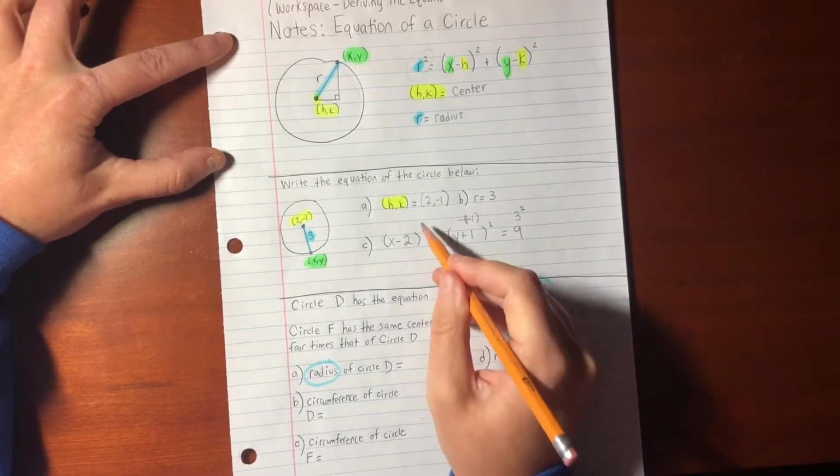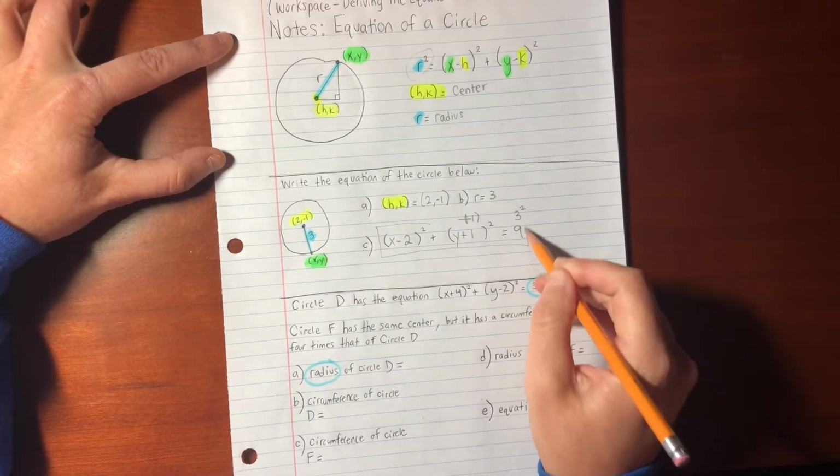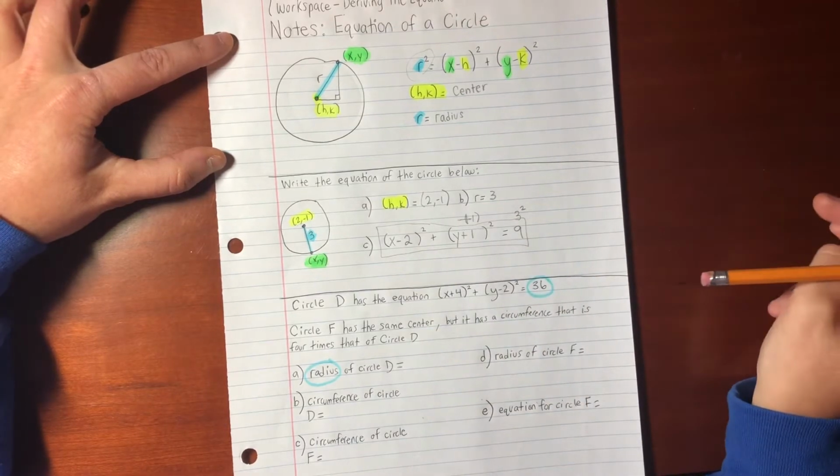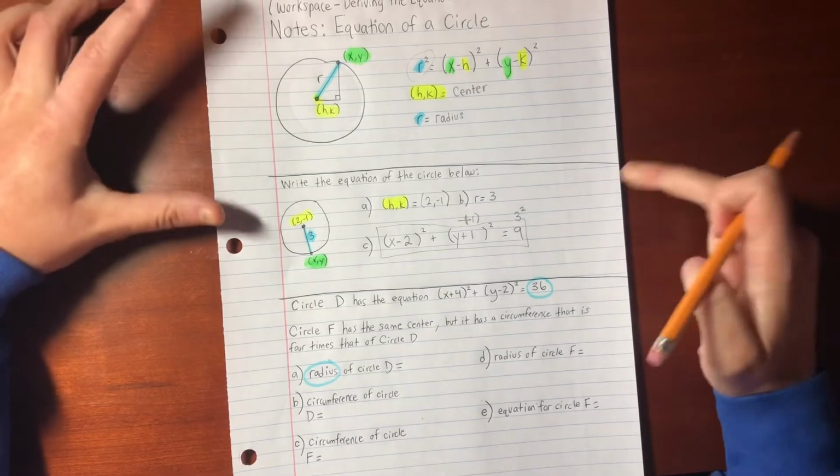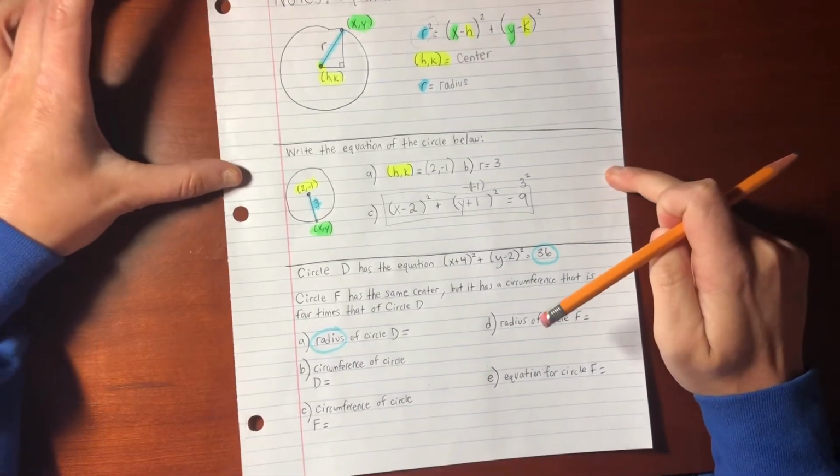Okay, so my final formula, or the equation of my circle here, would be (x - 2)² + (y + 1)² = 9.